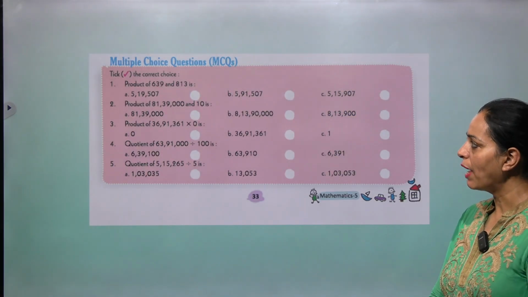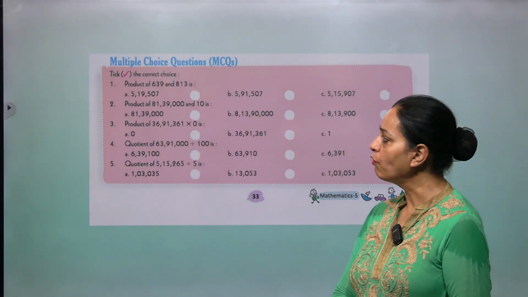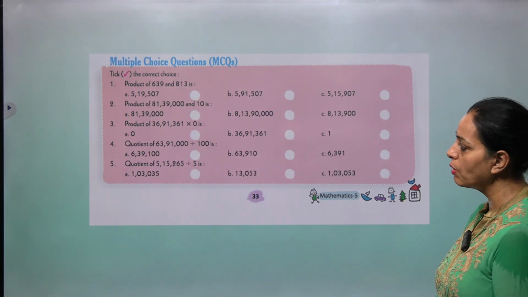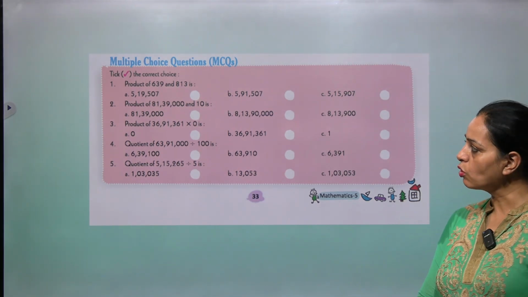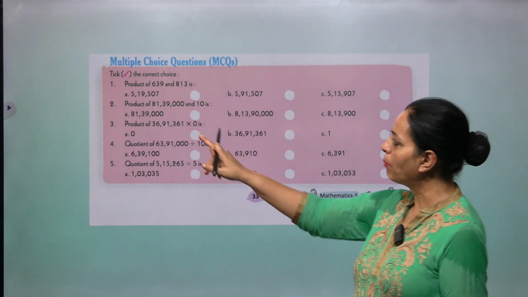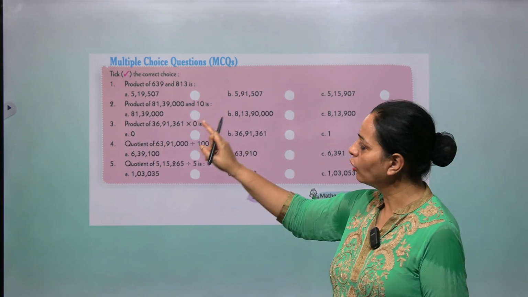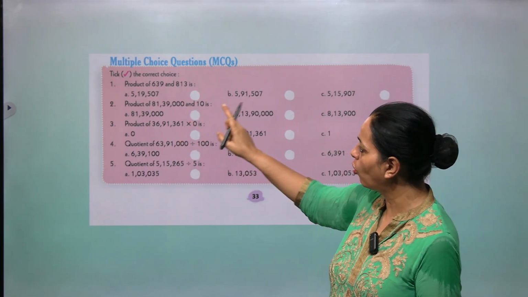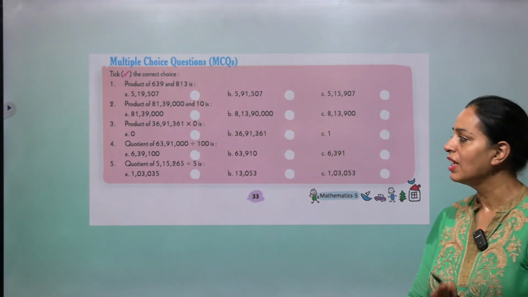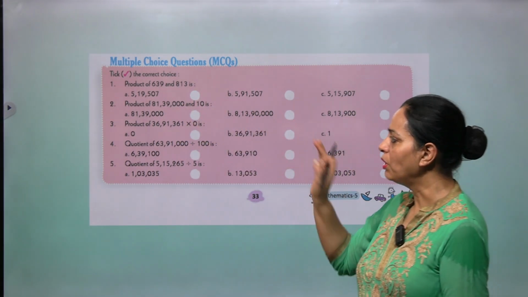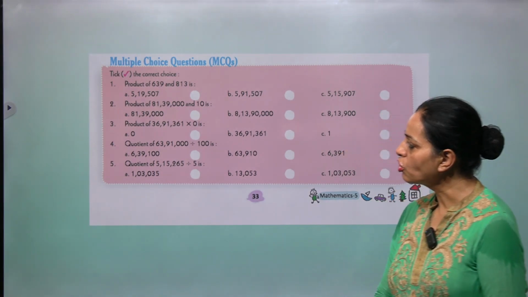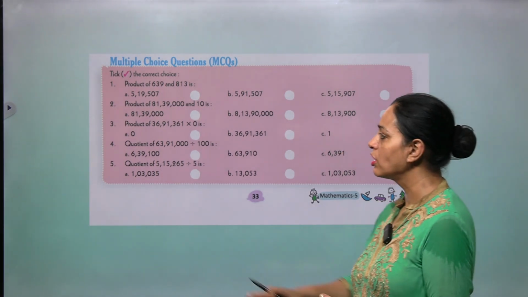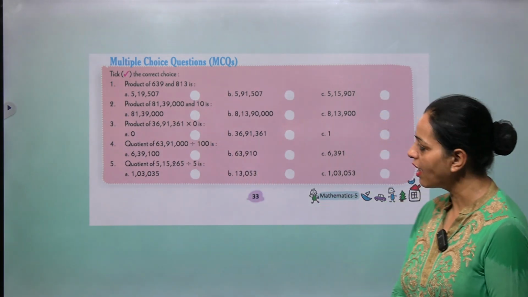So now we have some MCQs over here. Like the first one, product of 639 and 830. You know how to multiply. Now question number 2, product of this number by 10. तो 10 से है तो you will add one more zero. यहाँ पे 3 zeros already given है तो एक zero और लगा देंगे, means 4 zeros at the last. So B is the answer. Third question, product of this number into 0, 0 से multiply करेंगे तो answer would be 0. So A part is the answer.